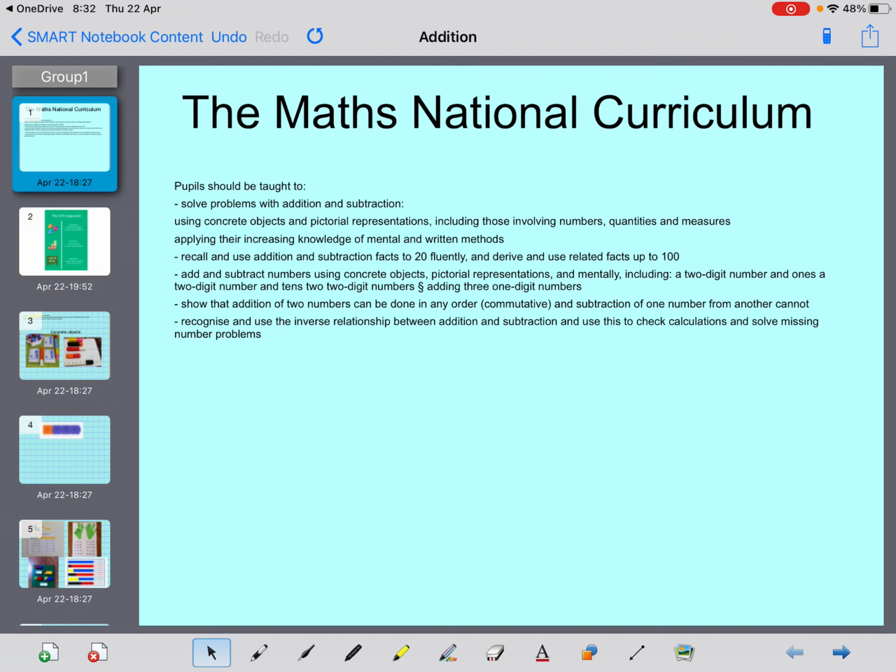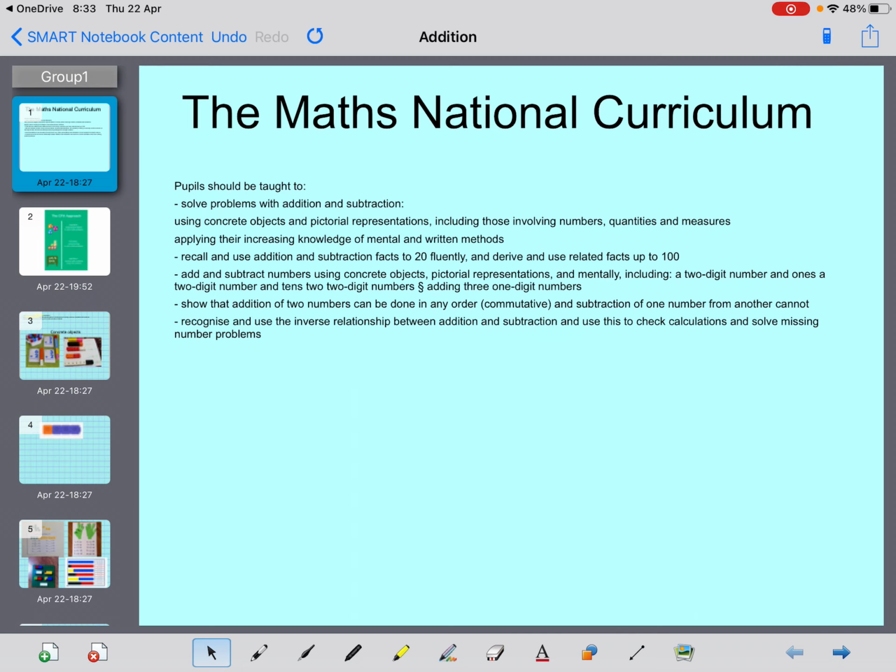I'm going to go through the Maths National Curriculum and break up the following objectives to do with addition and subtraction across the following videos to show you how we use these statements to help teach your children in school. So children must solve problems with addition and subtraction using concrete objects, so physical objects in their hands that they can move around to help them add or subtract. Using pictorial representations, which simply means using pictures to help add, subtract, numbers and measures.